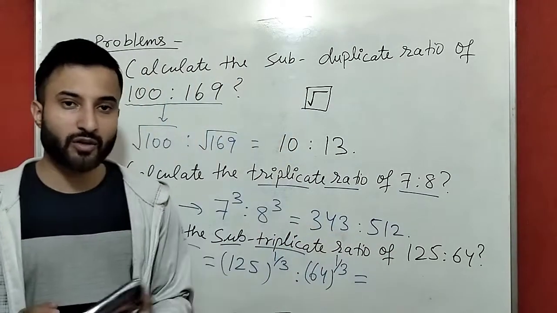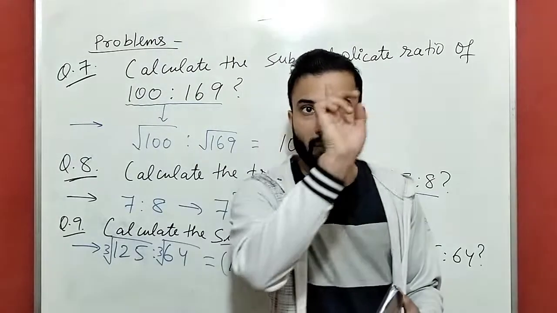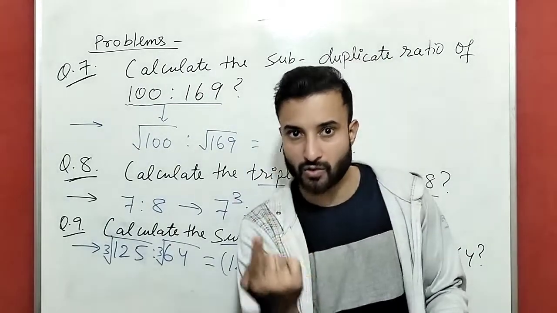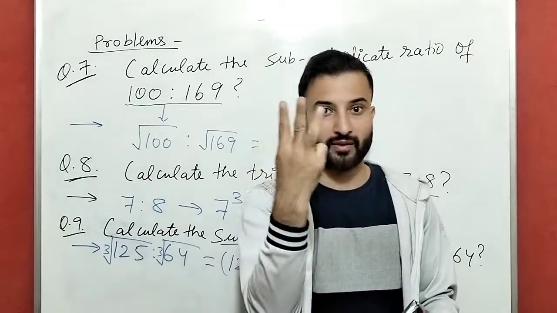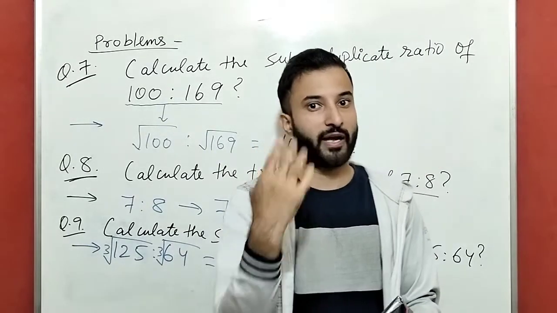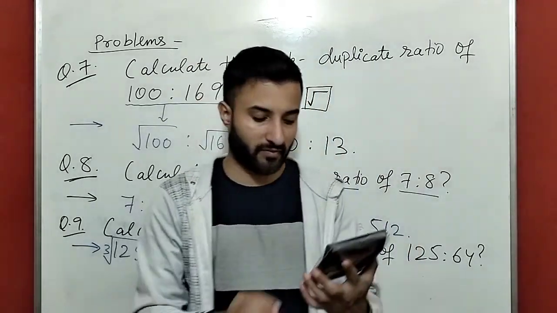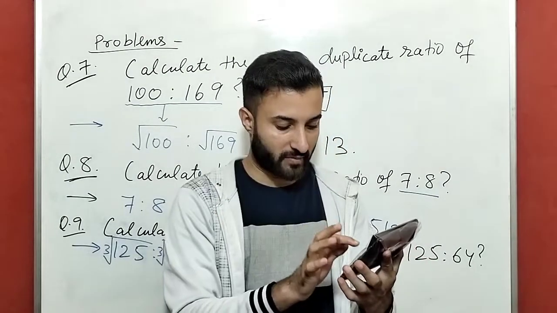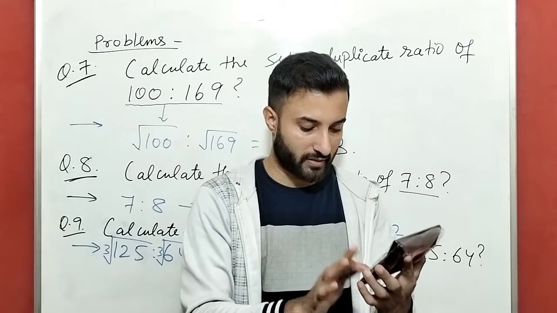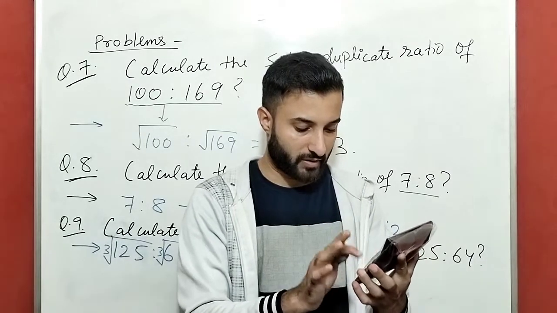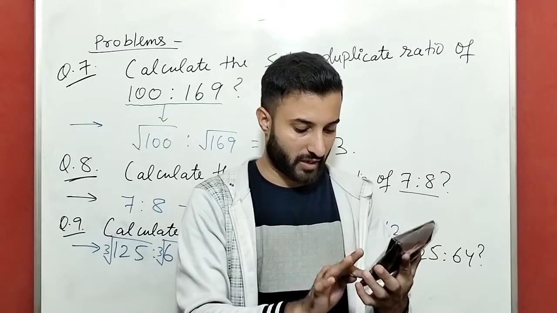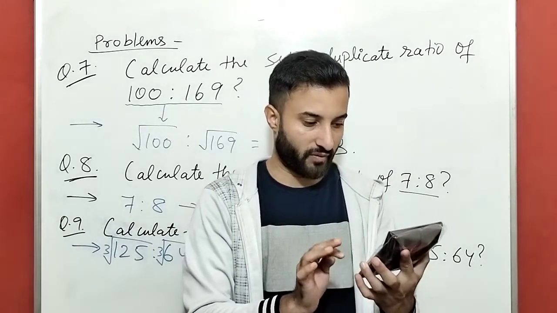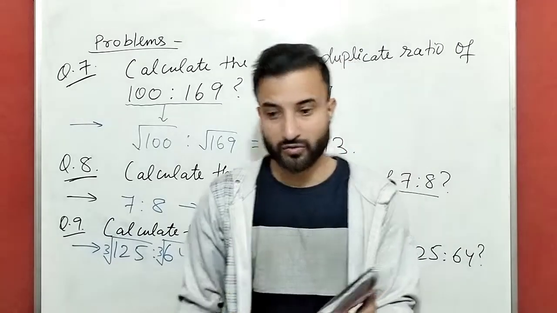Whatever answer you get, what you have to do is multiply sign, equal sign, 1 time. Then multiply equal 2 times. Multiply equal 3 times. Multiply equal 4 times. Like that you have to do 12 times: 5, 6, 7, 8, 9, 10, 11, 12. So you will get 5.003.